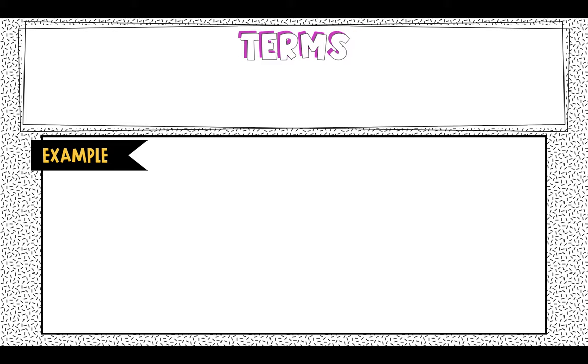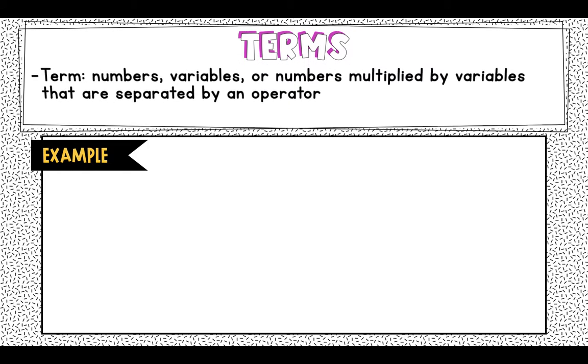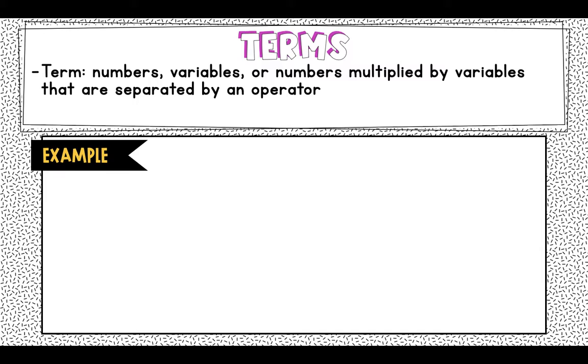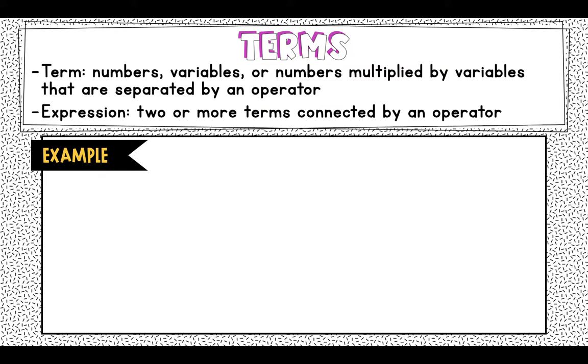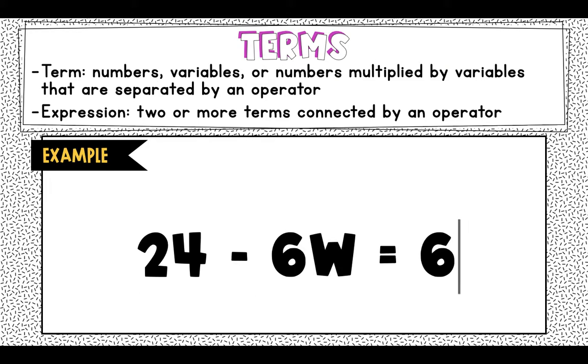Within an equation, we always have terms. Terms are numbers, variables, or numbers multiplied by variables that are separated by an operator. Together, terms can be combined to create expressions. So let's look at this example. Here I have 24 minus 6w equals 6.